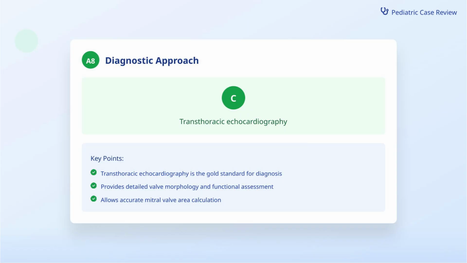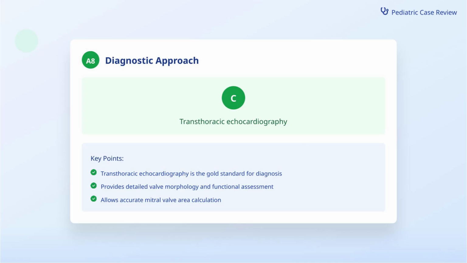Transthoracic echocardiography is the gold standard diagnostic test for mitral stenosis and is the most appropriate first diagnostic test in this case. It provides detailed visualization of the mitral valve morphology, allows assessment of valve function, and enables accurate calculation of the mitral valve area, which is crucial for determining the severity of stenosis. While electrocardiogram and chest X-ray may show supportive findings, such as left atrial enlargement or P mitrale on ECG, or left atrial enlargement and signs of pulmonary congestion on chest X-ray, they are not diagnostic.